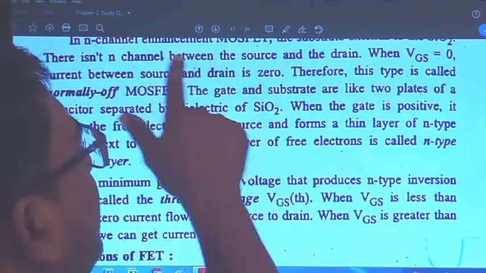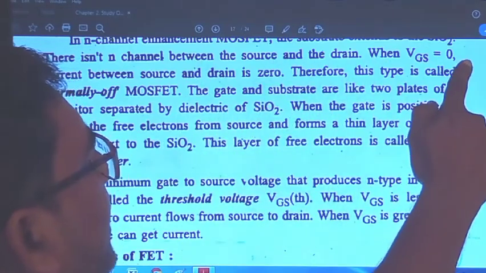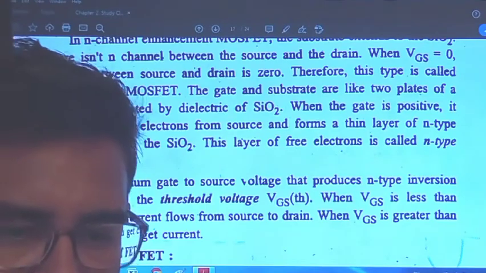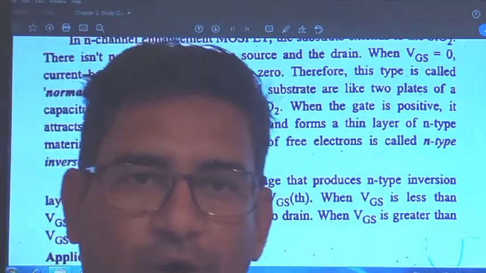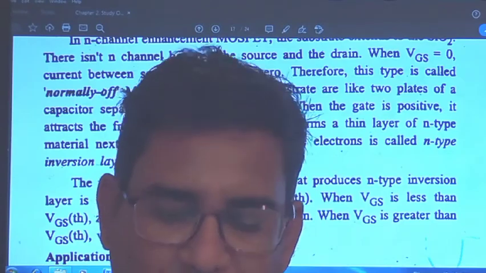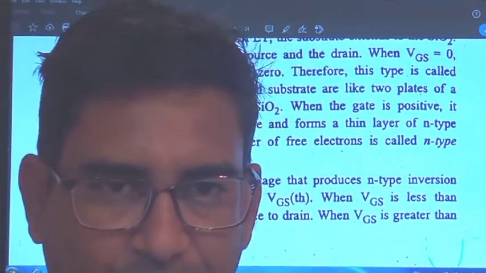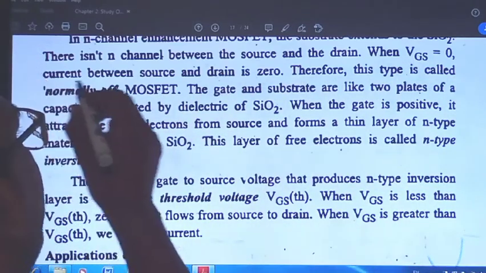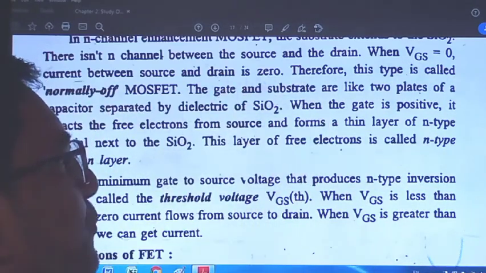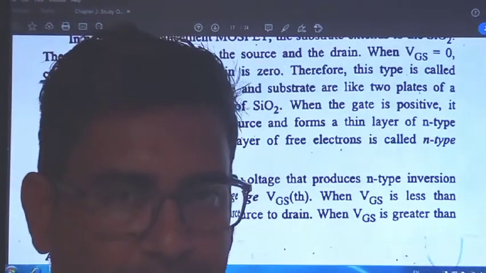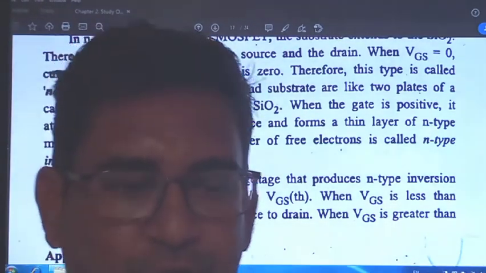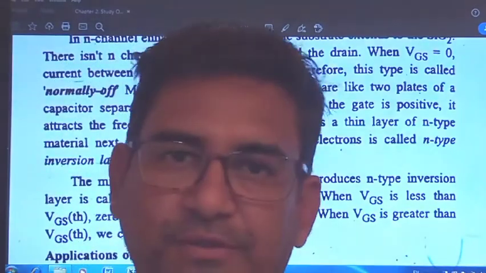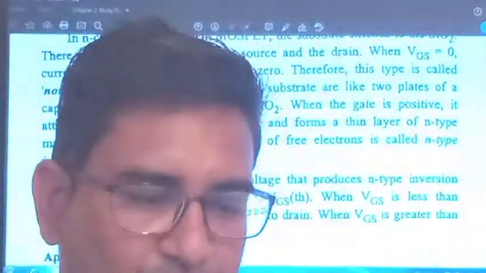In this N channel between the source and the drain, where VGS is equal to 0, the current between the source and the drain is always 0. Since this type is called a normally off metal oxide semiconductor field effect transistor. When VGS is equal to 0, the current between the source and the drain is 0. It is considered as normally off.